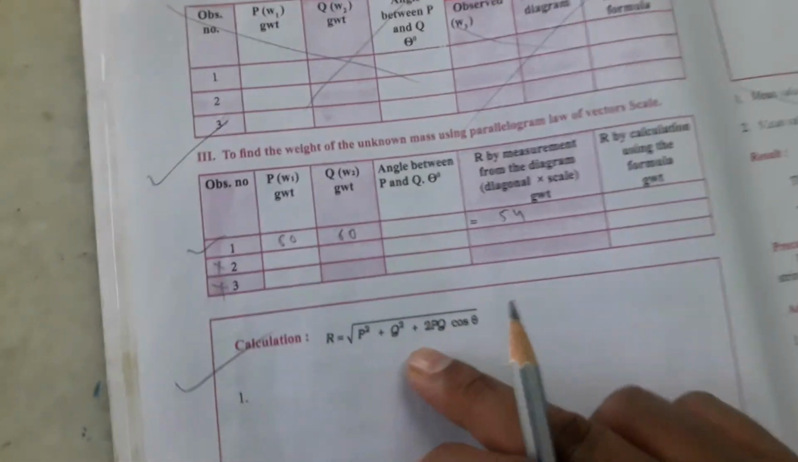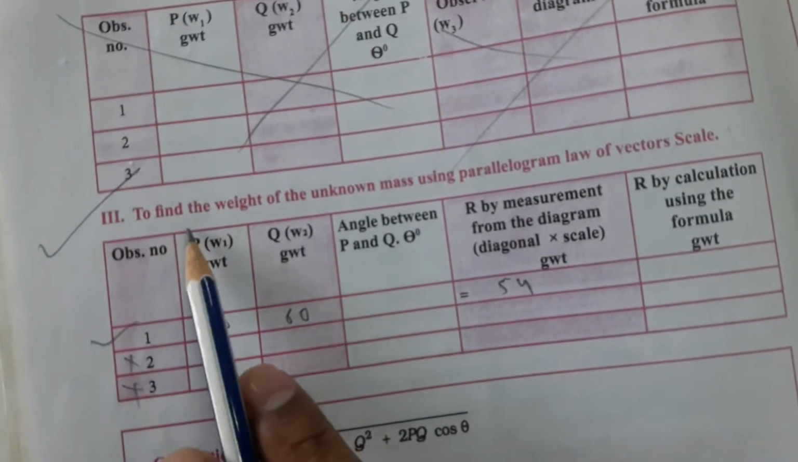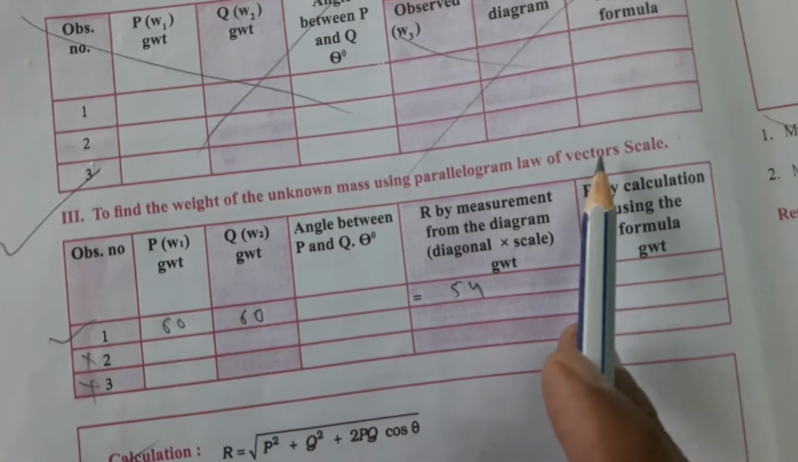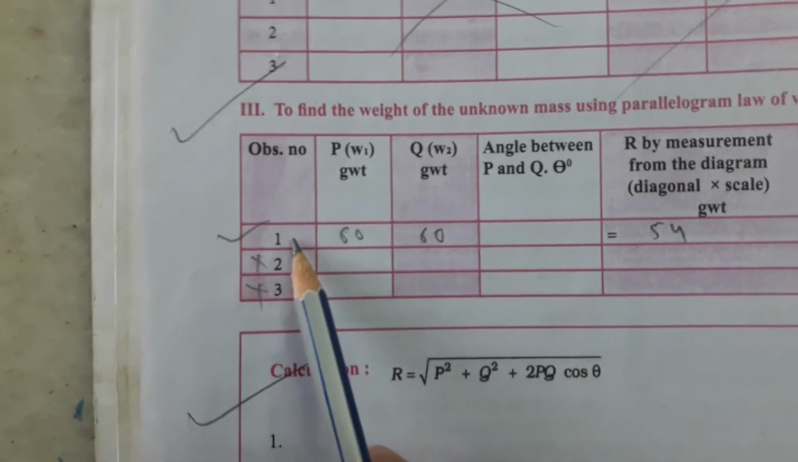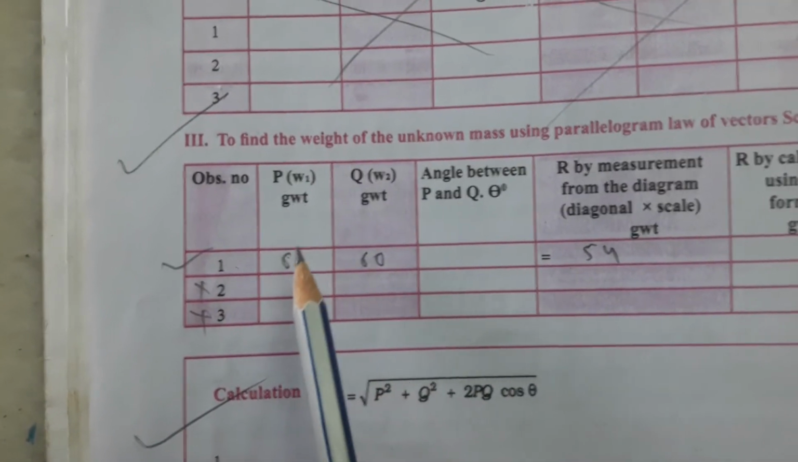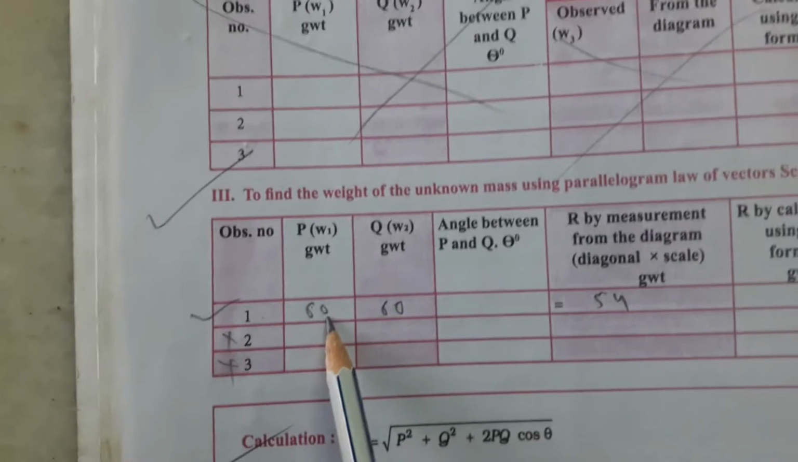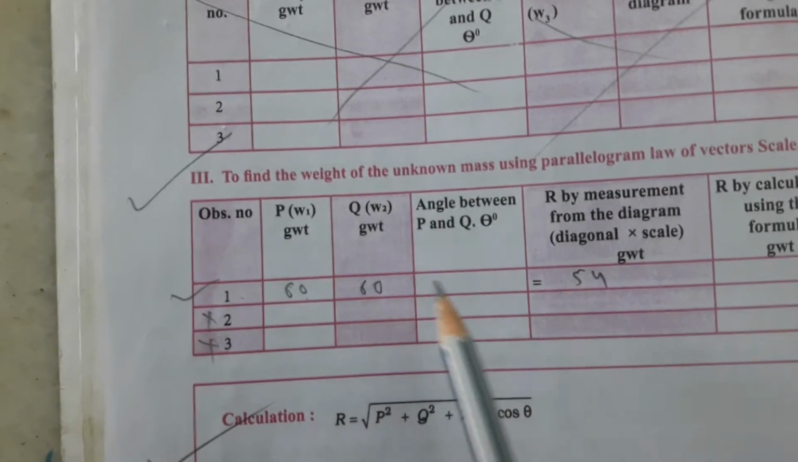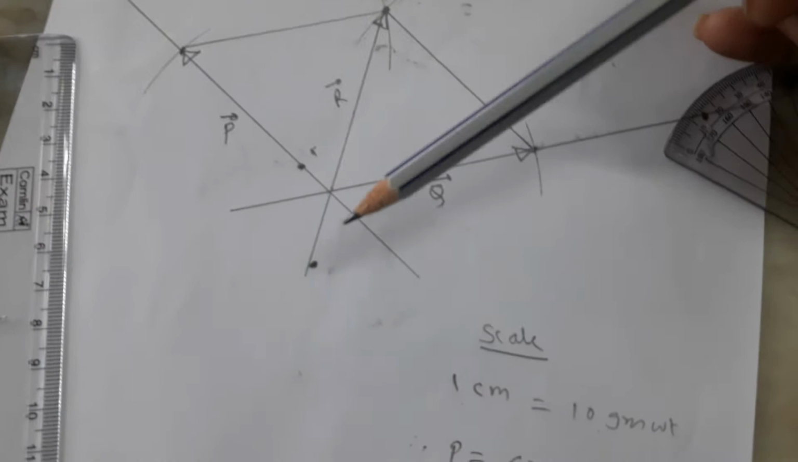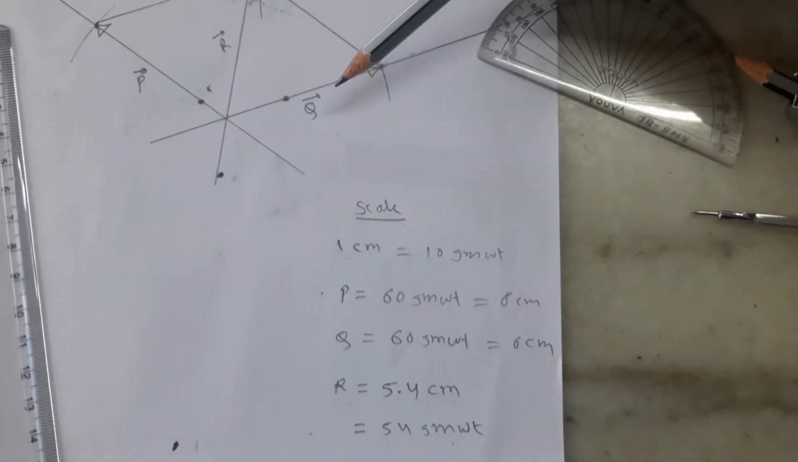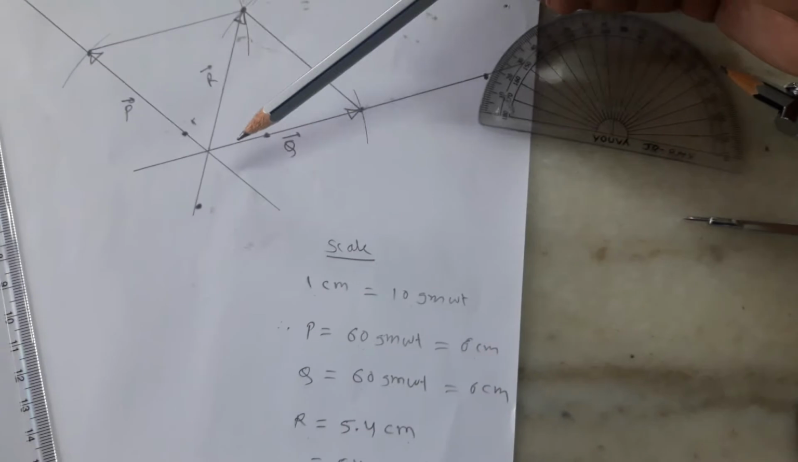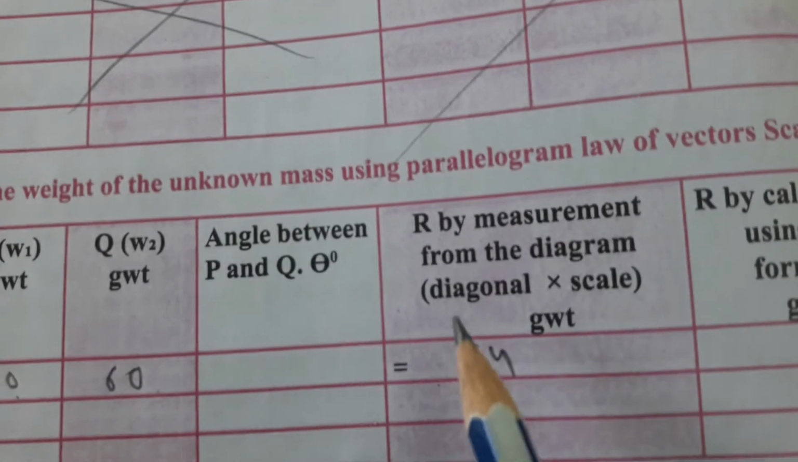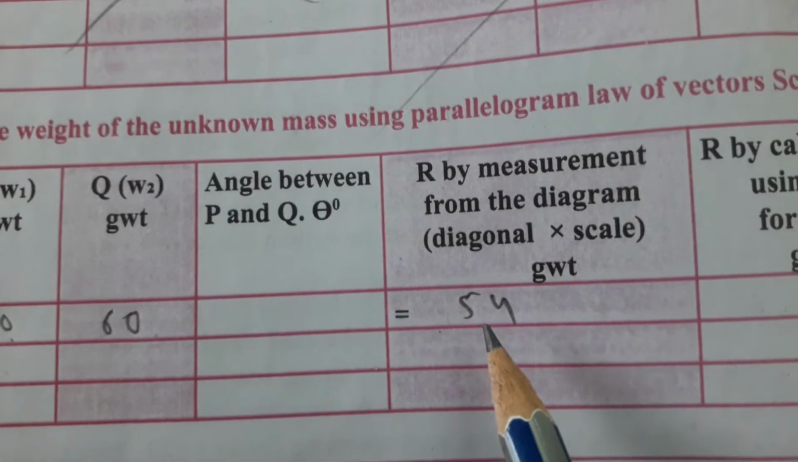Now students, if you see our observation table, this is the observation table which we have to follow to find the weight of unknown mass using the parallelogram vector scale. For P, we are taking only one reading, one reading is enough. P is equal to 60 gram weight, which we already wrote here. Q is also 60 gram weight, and R by measurement, that is from this diagram, is 54 gram weight.